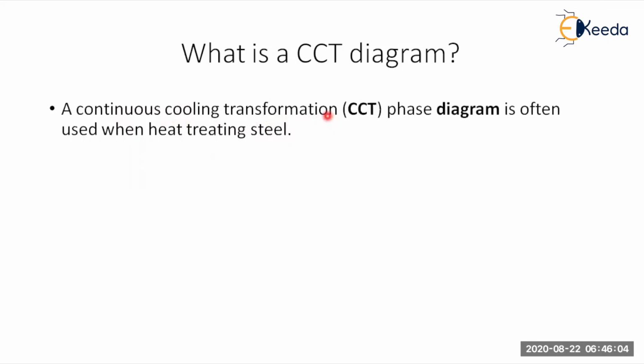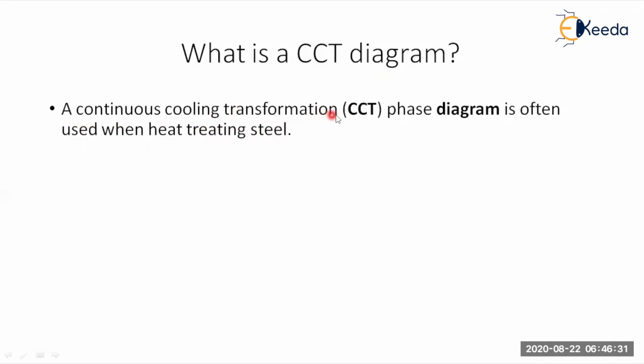It is very clear. But what is the difference between this diagram and the earlier diagrams? Earlier, many transformation diagrams are available, especially two main transformation diagrams. This diagram is represented as a CCT. The first C stands for continuous, the second C stands for cooling, and T stands for transformation.